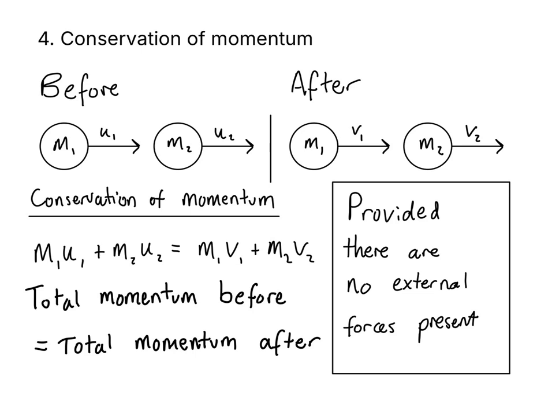Now the big principle. If there are no external resultant forces acting on the system, the total momentum before an interaction equals the total momentum after it. For two colliding objects, that's m1u1 plus m2u2 equals m1v1 plus m2v2, the u's being the velocities before, the v's the velocities after.